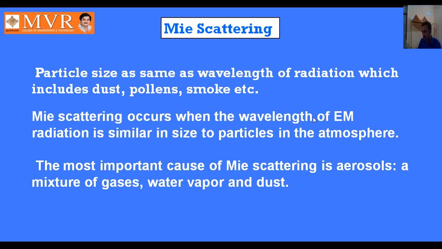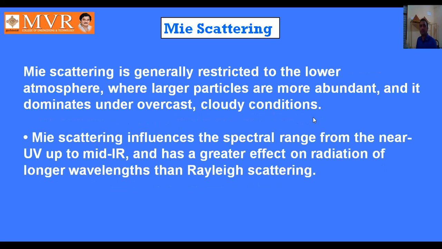What is the most important cause of Mie scattering? Aerosols, a mixture of gases, water vapor and dust particles. Mie scattering is generally restricted to the lower atmosphere, whereas Rayleigh scattering is in the upper atmosphere. It occurs in the lower atmosphere when larger particles are abundant, and it dominates under overcast cloudy conditions. Mie scattering influences the spectral range from near infrared to middle infrared and has a great effect on radiation of longer wavelength.